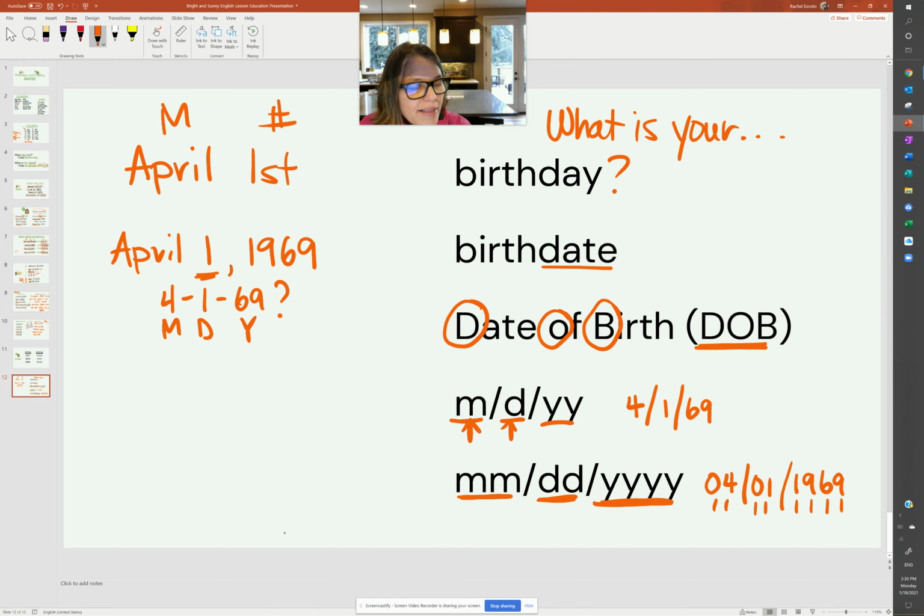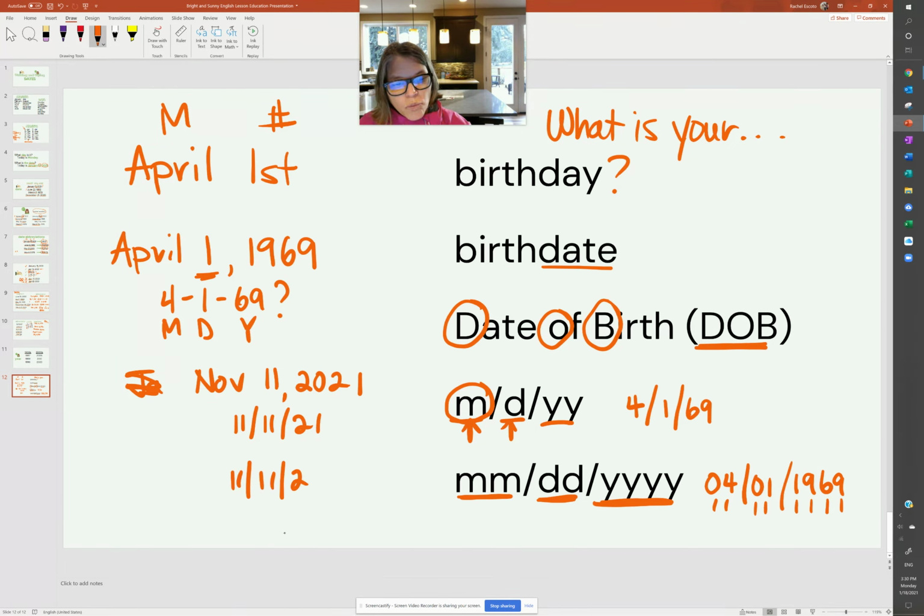Okay, I'm going to try another one like that. Let's do November 11th, 2021. Okay, so month, day, year would still be 11/11/21, because you can't have one number for November. It has to be 11, right? But here again, you would have 11/11/2021. It's asking you for 4 digits.